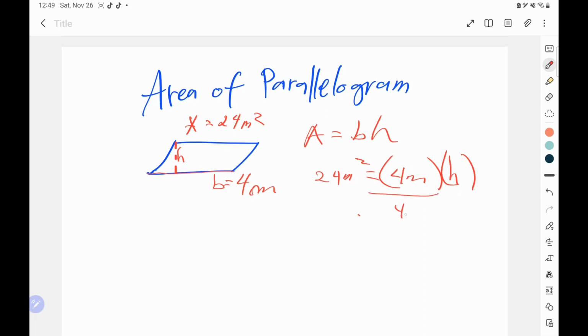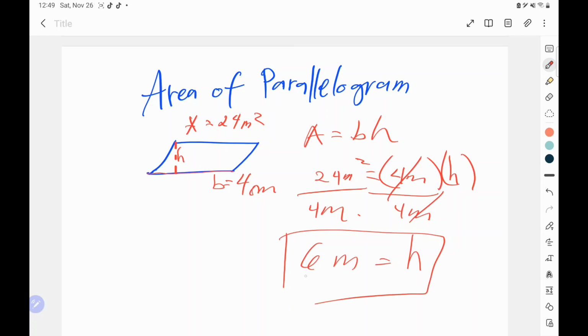So we have 4 meters to 4 meters, let's cancel. H or height is equal to 6 meters. All right, why? Because 6 times 4 is equal to 24, which is the area. All right, now for example, if you're asked to find the area, you just have to multiply base times height. But if your area is given, and also the other dimension, which is either height or base, you just have to divide the area by the given dimension.